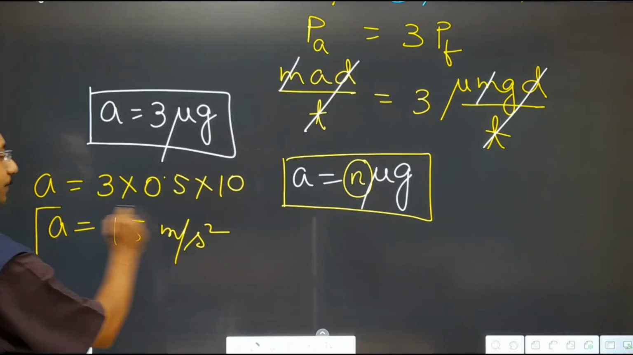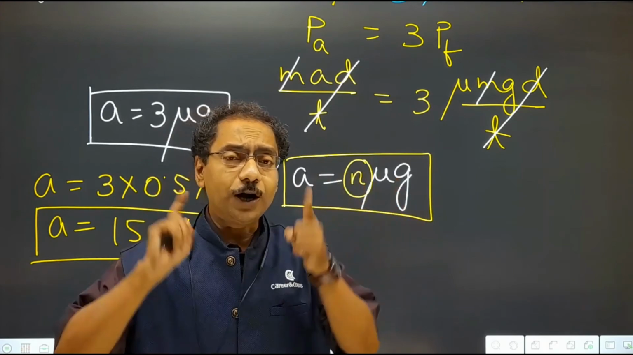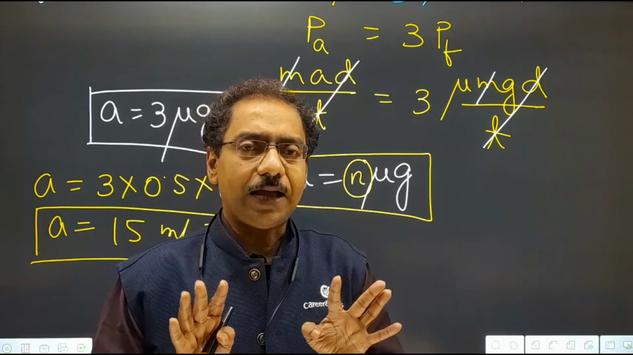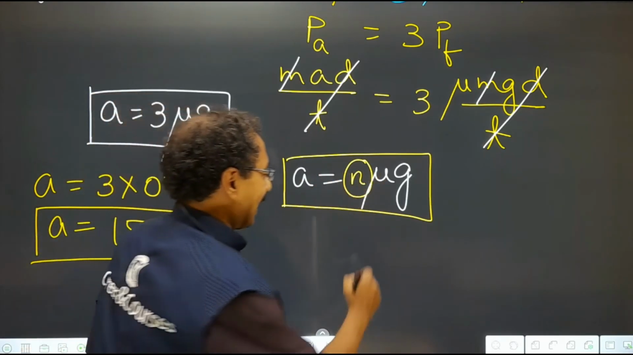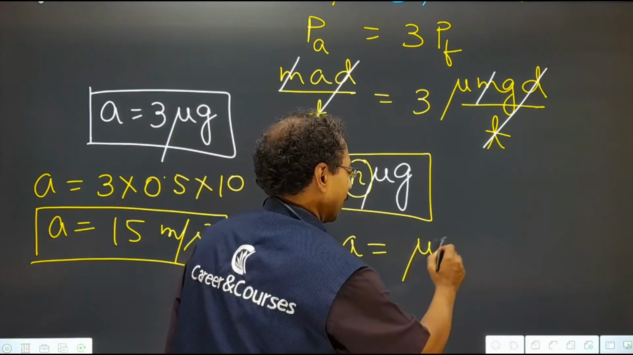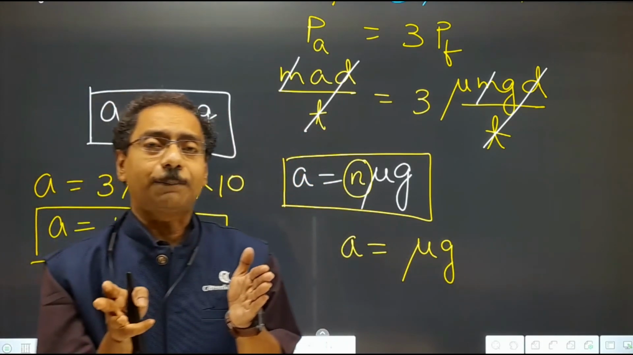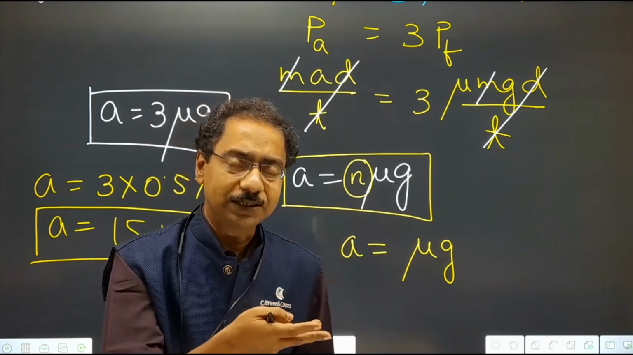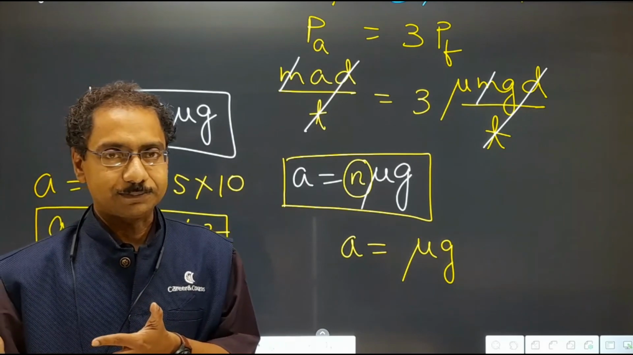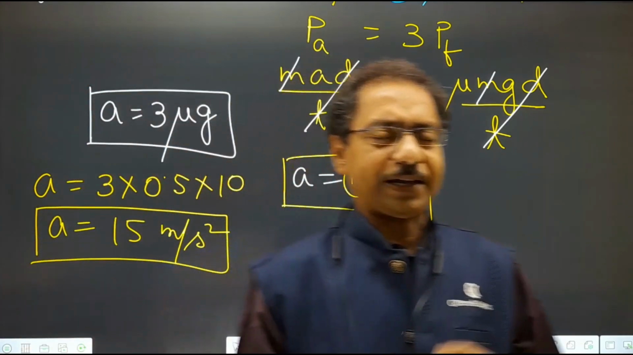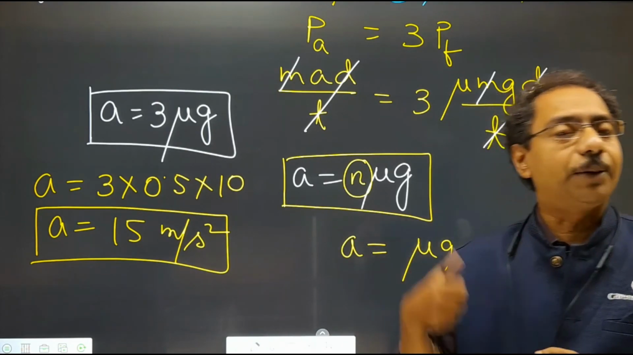So we understand the basic shortcut part is a equal to mu g, for all types of motions along a linear path. Now whether it will be a equal to mu g or a equal to n times mu g depends upon what fraction of power is utilized to overcome friction and what fraction is utilized to increase its velocity. I think a very useful and methodical shortcut trick you have understood.